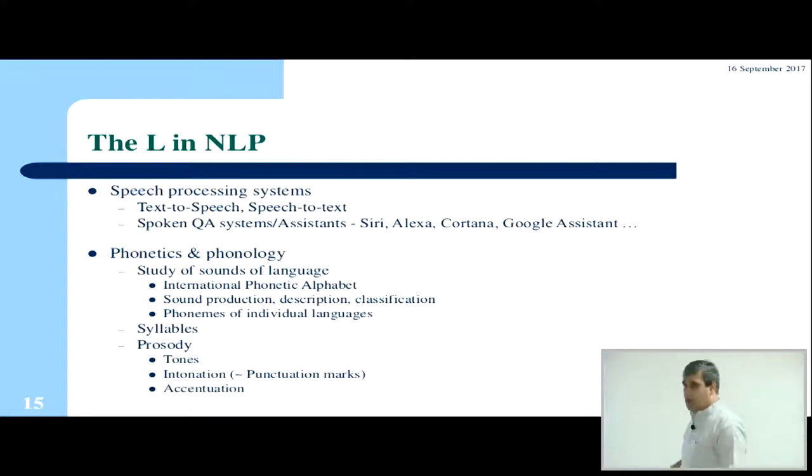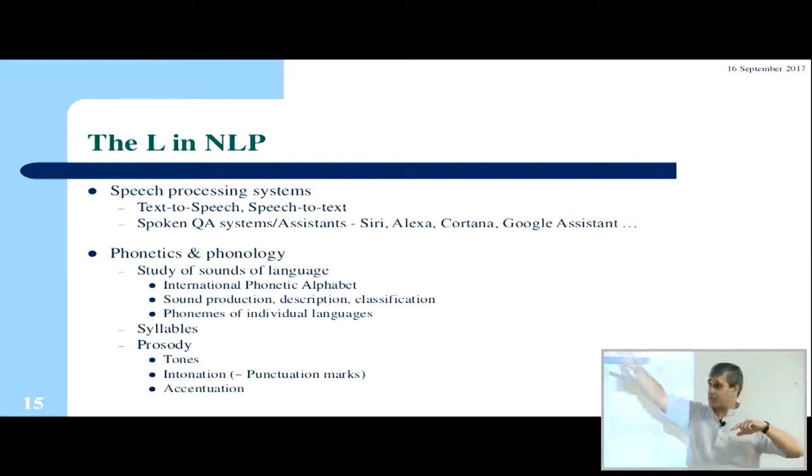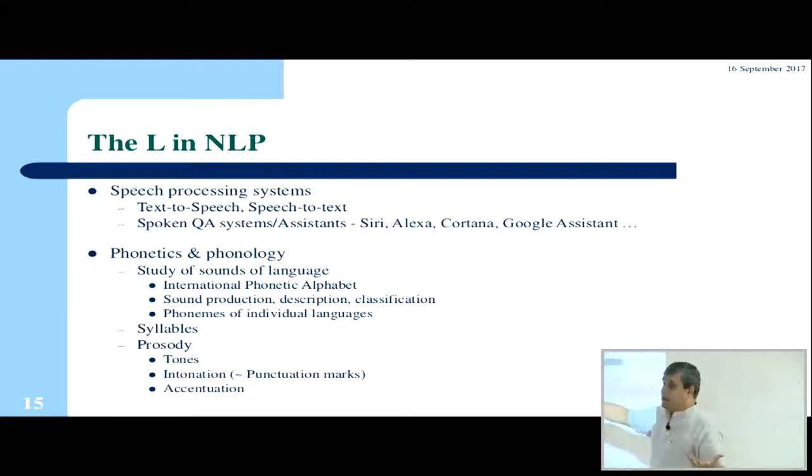So now we dive inside. So the L in NLP, where all does it matter? So we go back to the systems that we saw earlier, the NLP systems, spell checks, grammar checks, translators, etc. So we'll take them one by one. So speech processing systems, you have text to speech, speech to text. In Adobe Reader, you can read the page, right? So that's what? That's a text to speech. It takes your text, it reads it back to you, right? You have speech to text.